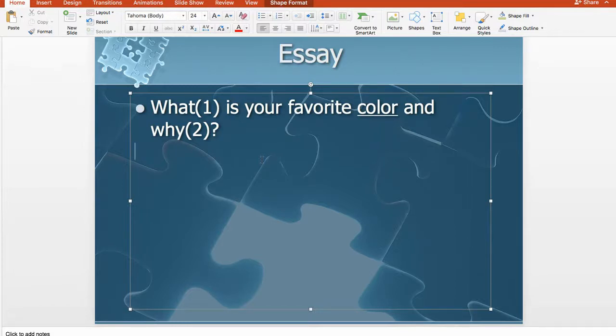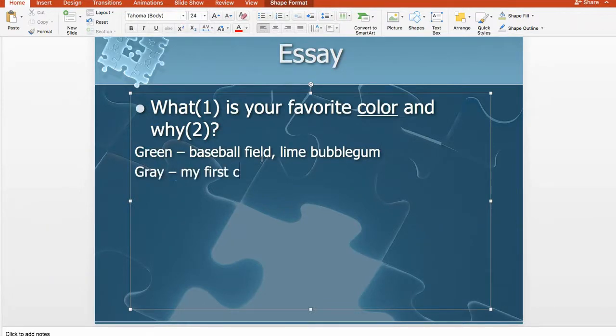So I'm looking for my evidence and seeing that I can make an argument for whatever stance I take. Whatever color I choose, I have to be able to back that up with evidence. So I consider those things. So I might want to write down notes. So I'm going to green, baseball field, I have lime, bubble gum. I have, if I look at gray, I have my first car. I have, if I'm looking at red, I'm looking at Christmas. I have the possibility of favorite baseball team.